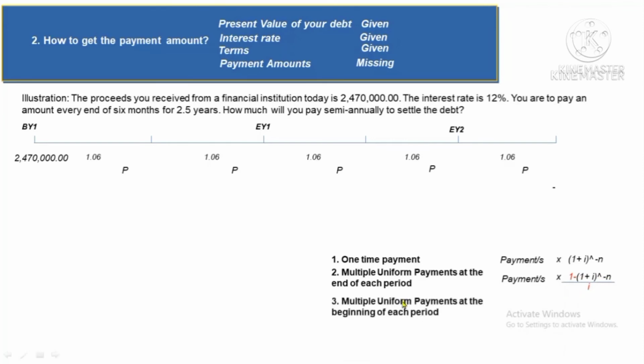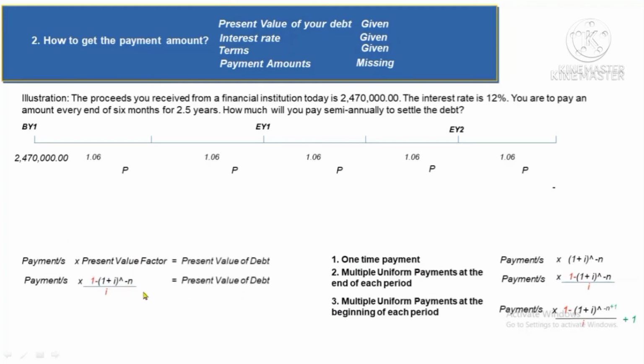But if we're going to deal with multiple uniform payments at the beginning of each period, we're going to use payments times 1 minus 1 plus i raised to the power of negative n over i. But in this one, we have plus 1 on the negative n and the final plus 1. And since the problem is clearly multiple uniform payments at the end of each period, then we're going to use this number 2: payments times 1 minus 1 plus i raised to the power of negative n over i equals the present value of the debt.